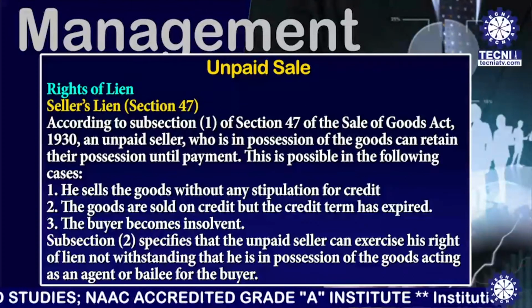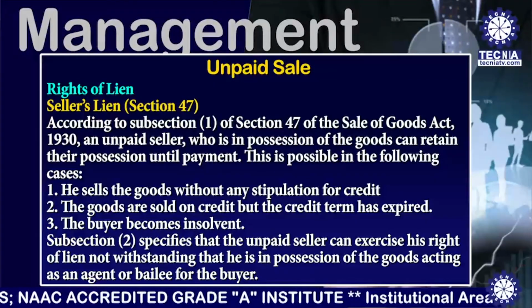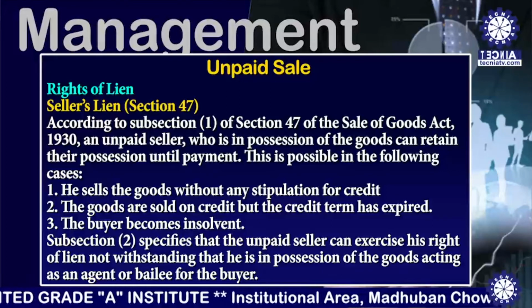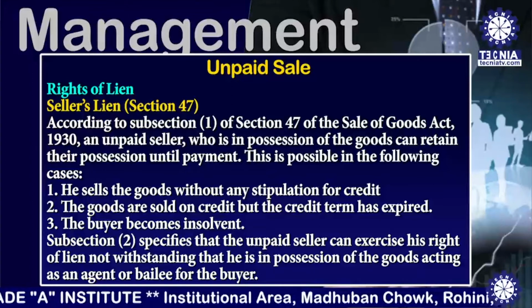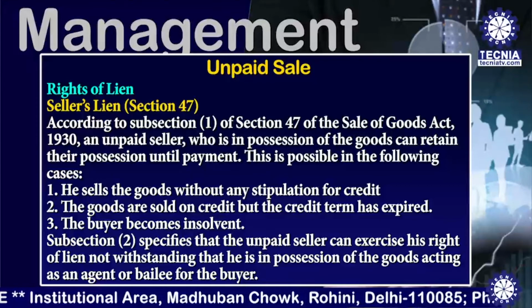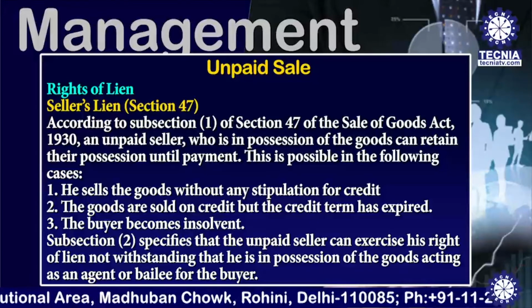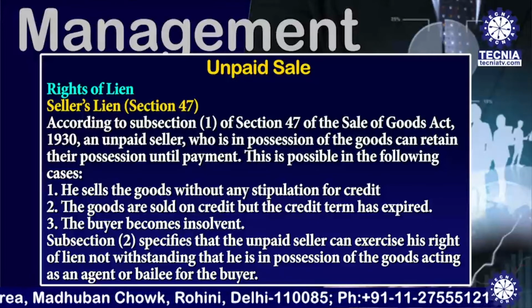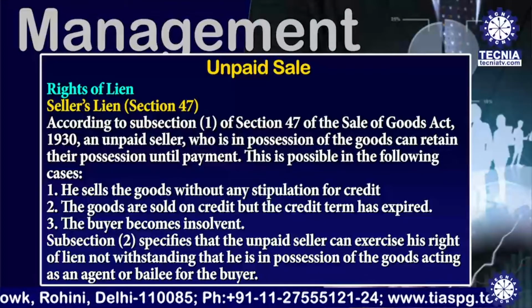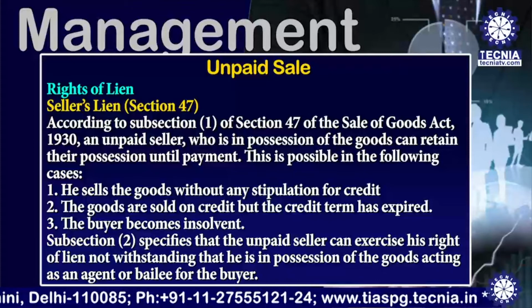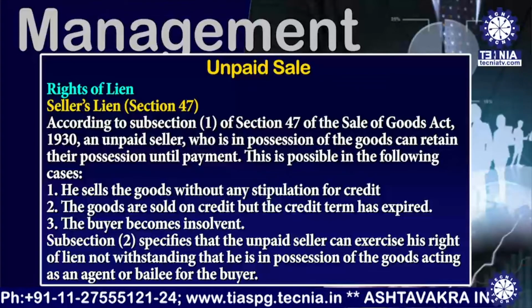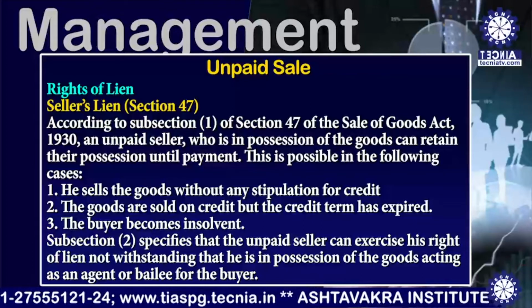Right of lien, seller's lien, section 47. According to subsection 1 of section 47 of the Sales of Goods Act 1930, an unpaid seller who is in the possession of the goods can retain their possession until payment. This is possible in the following cases. Number 1, he sells the goods without any stipulation for credit. Number 2, the goods are sold on credit but the credit term has expired. Number 3, the buyer becomes insolvent.